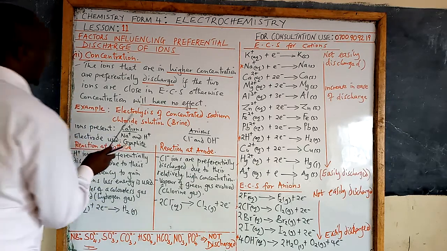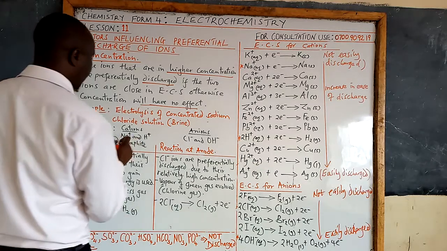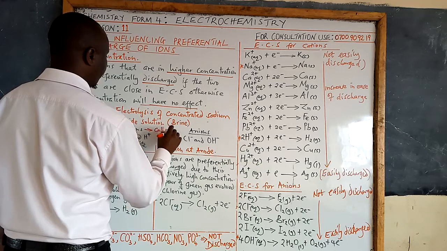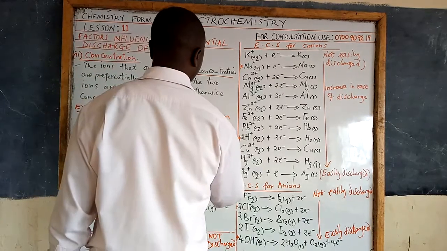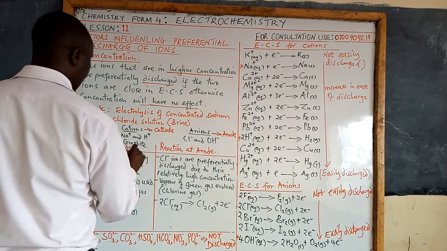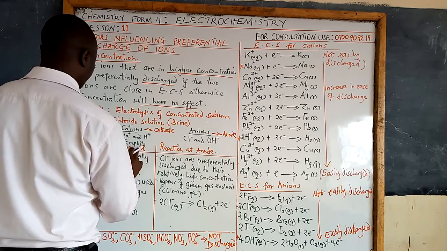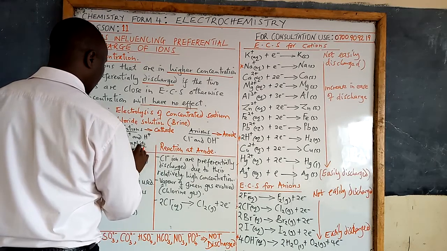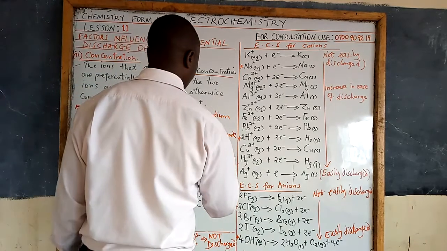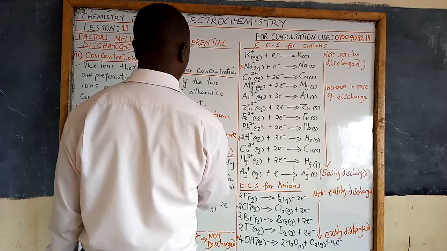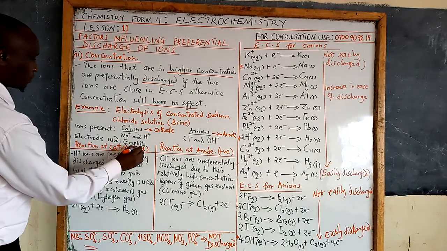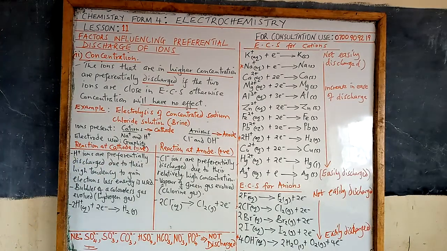Once the circuit is connected and complete, the cations, as usual, will migrate to the cathode, and the anions migrate to the anode. As we said, the cathode is negatively charged, so it attracts the positive ions. The anode is positively charged, so it attracts the negative ions.